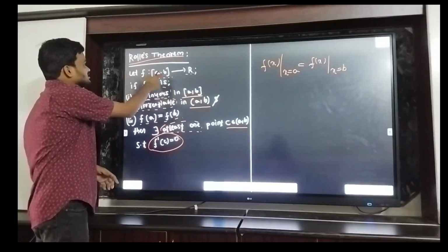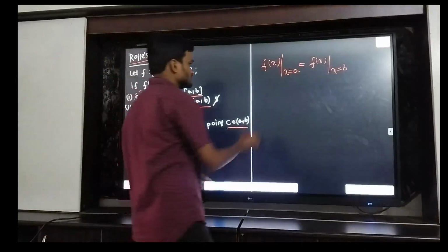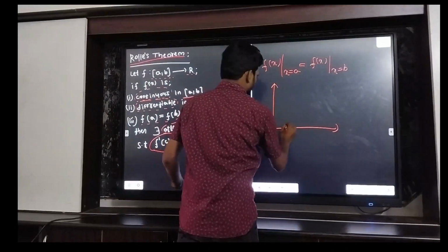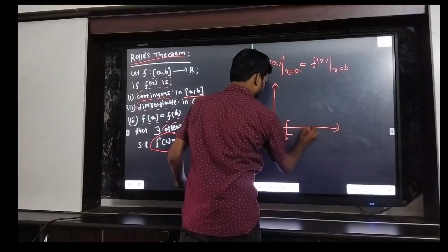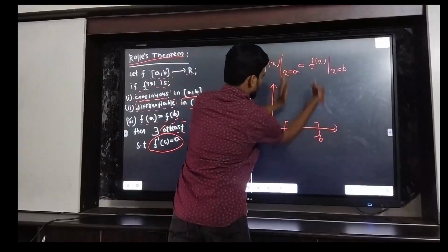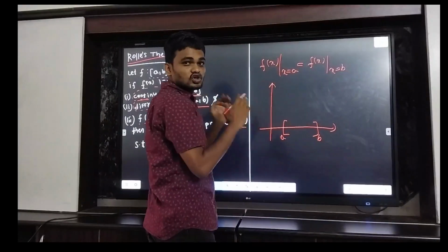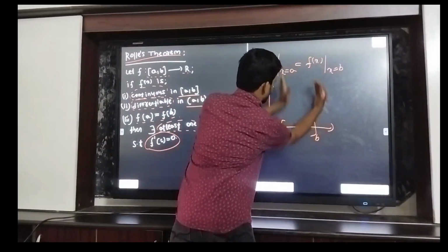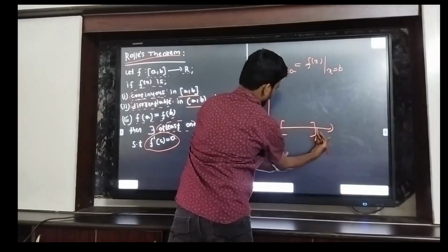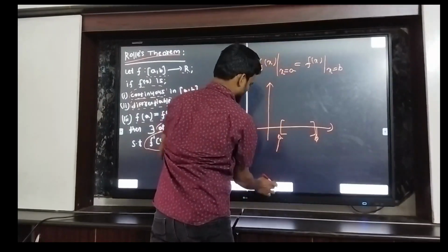The first point is that f is defined on the closed interval [a, b]. That means suppose any function is defined on the closed interval [a, b]. Suppose this is our a, this is our b. Our domain is the closed interval [a, b]. We are concerned about this closed interval [a, b], and the range is the whole of R.